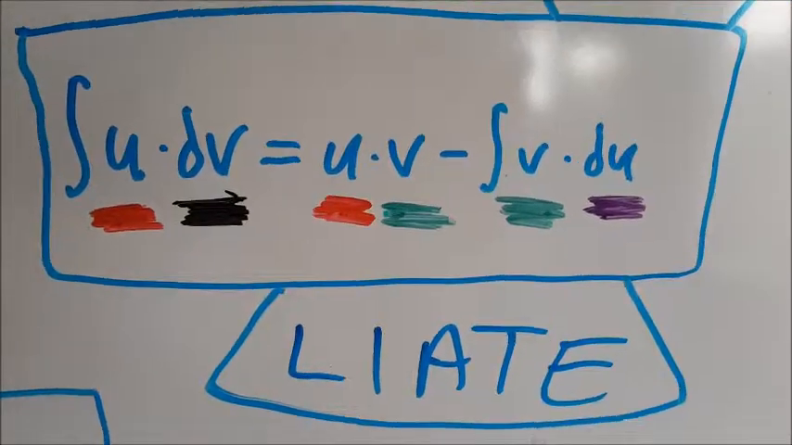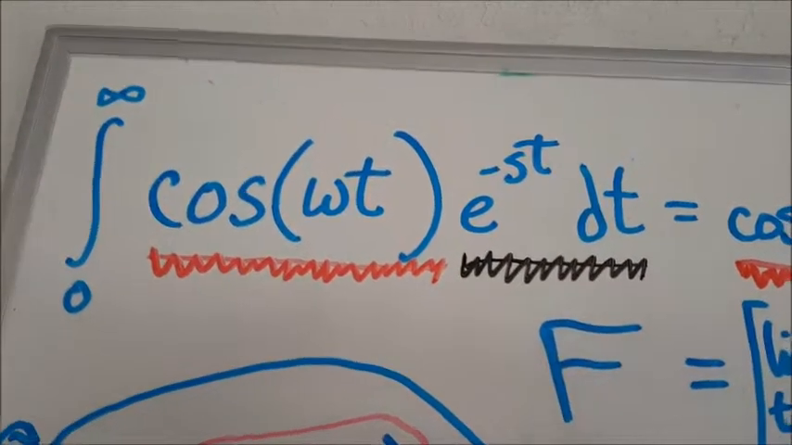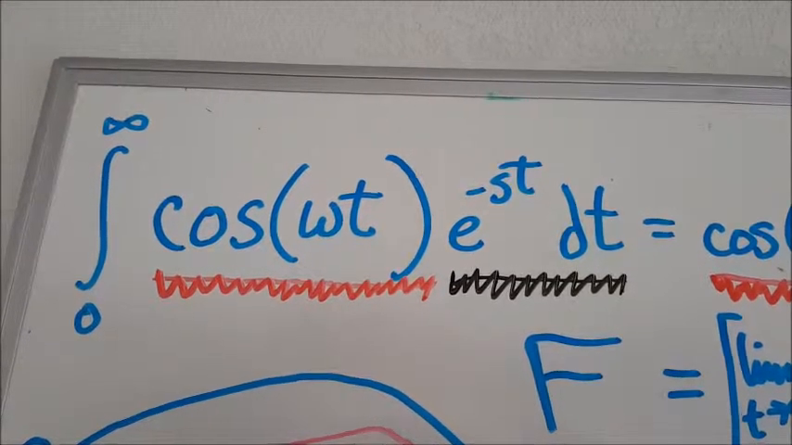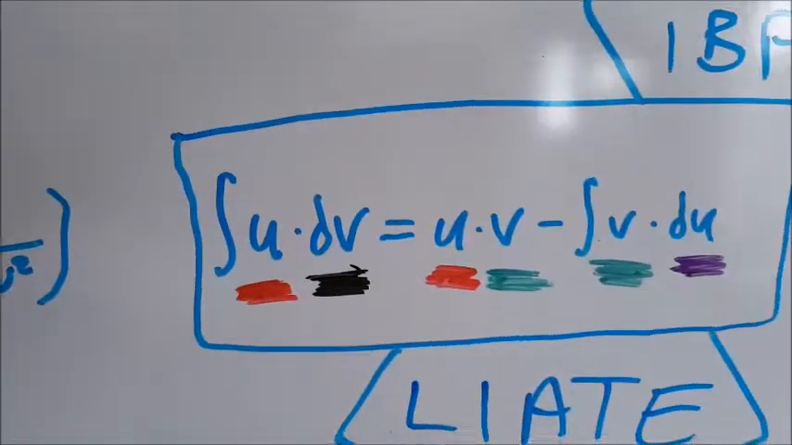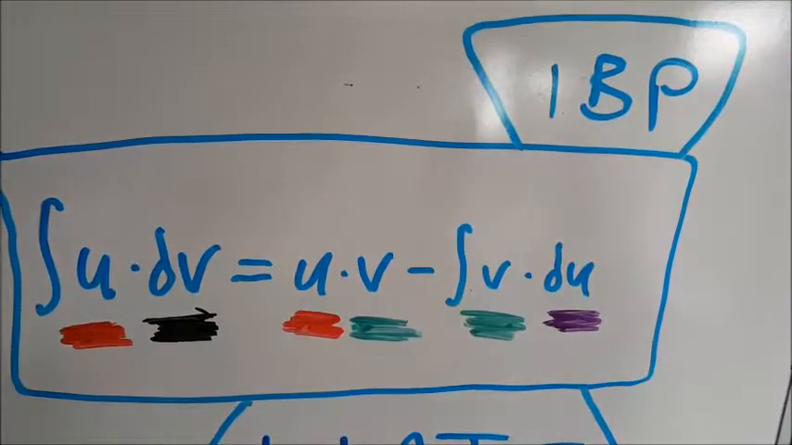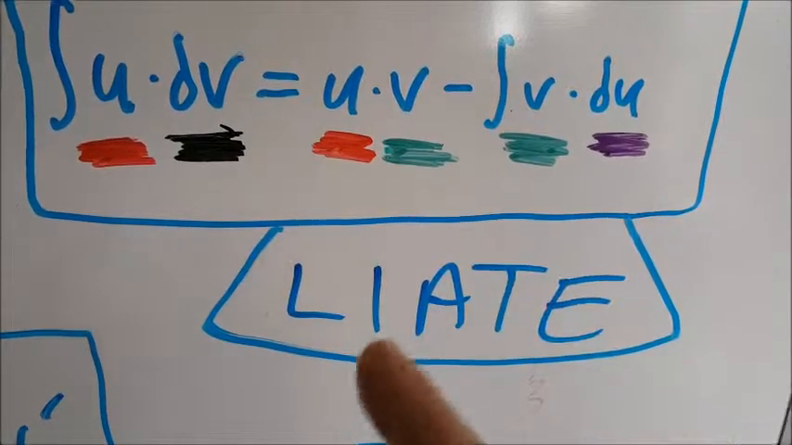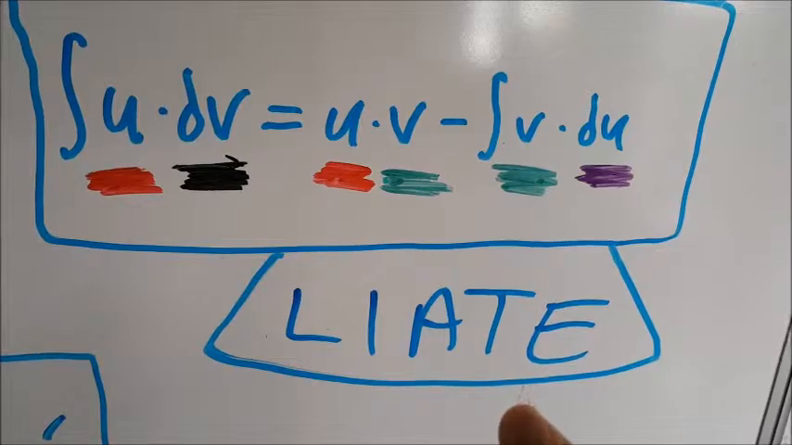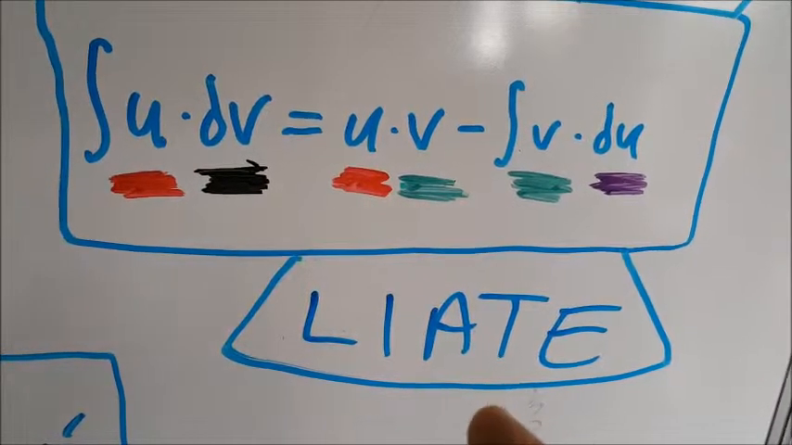And integration by parts is good for taking two complicated, unrelated terms. If you can't do u substitution, say one is not the derivative of the other, you have to do integration by parts. And you might wonder, which do I choose for u and dv? Well, there's a little mnemonic here, IBP, LIATE. It stands for logarithmic, inverse trig, algebraic, trig, and exponential. Whichever of those terms appears first on this list, that's your u.